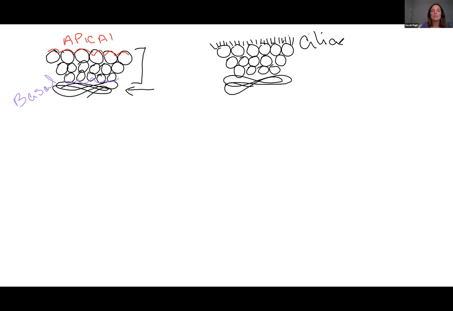And then sometimes we'll also have structures called microvilli. So the surface cells, the apical surface cells, have these sort of indentations, these little invaginations.